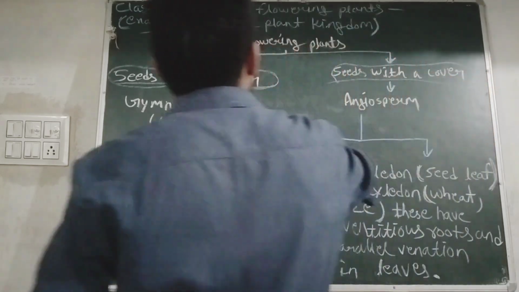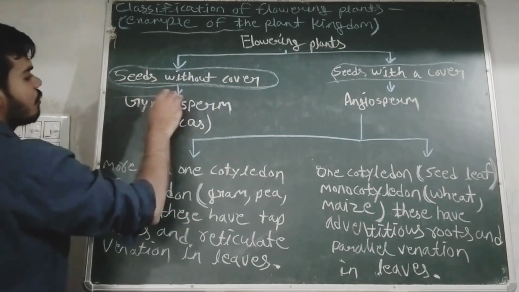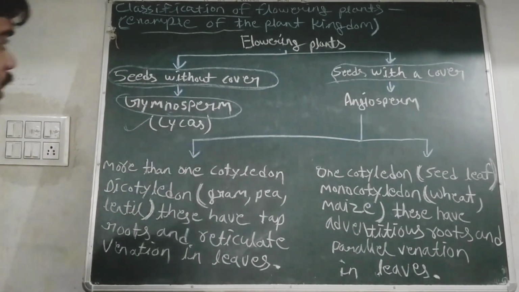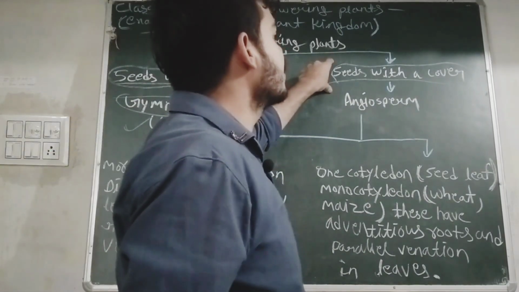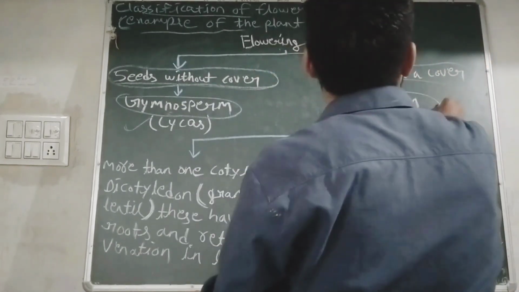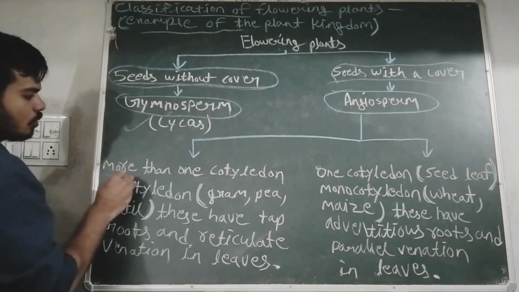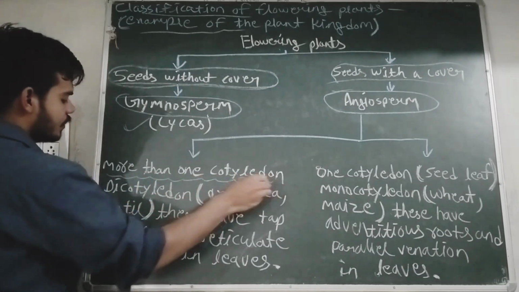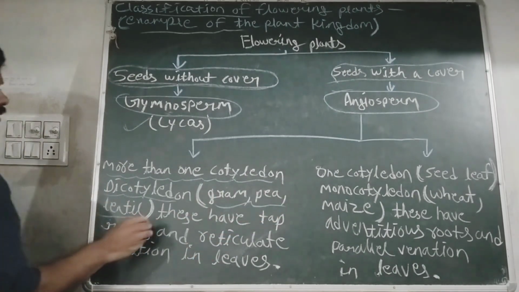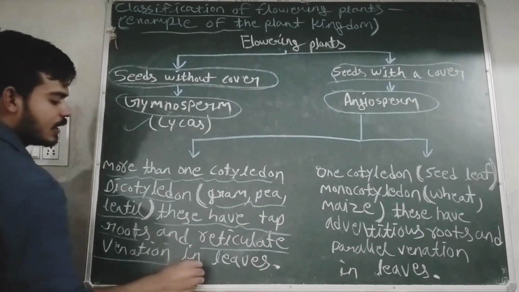The seeds without cover is gymnosperm. The example of gymnosperm is cycas. And another part of flowering plants, which is seed with a cover, is angiosperm. And angiosperm is divided into two parts. First is more than one cotyledon, dicotyledon. For example, gram, pea, lentil. These have tap roots and reticulated venation in leaves.